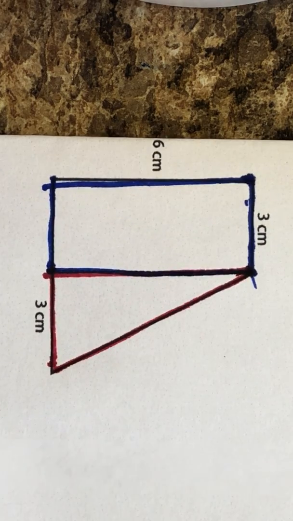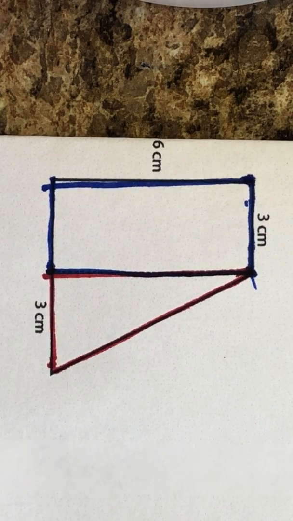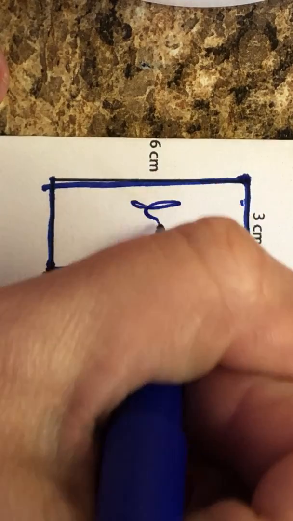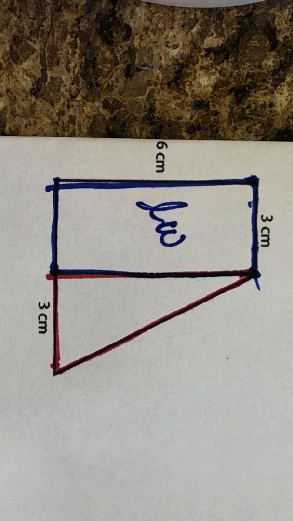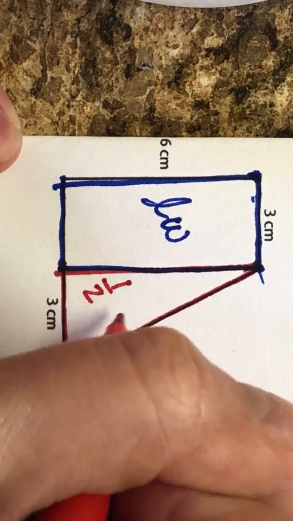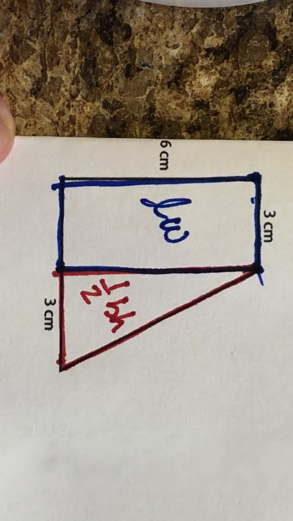Now, to find the area of the composite figure, I have to find the area of the rectangle and the area of the triangle and add them together. So it's important to remember the formulas. The formula to find the area of a rectangle is length times width. And the formula to find the area of a triangle is 1/2 base times height.